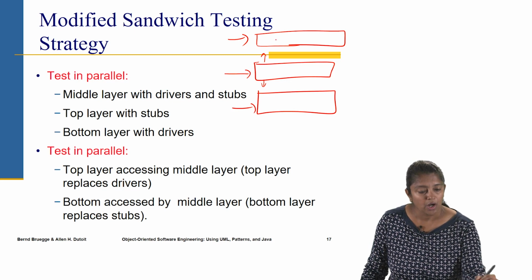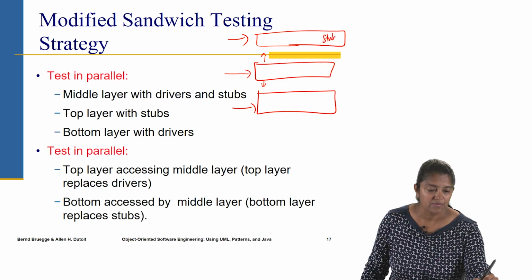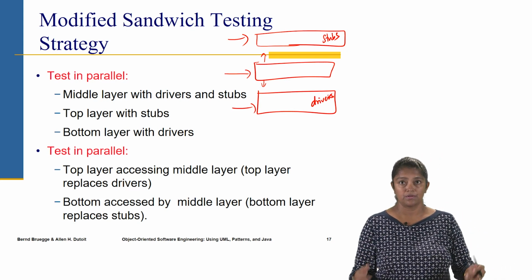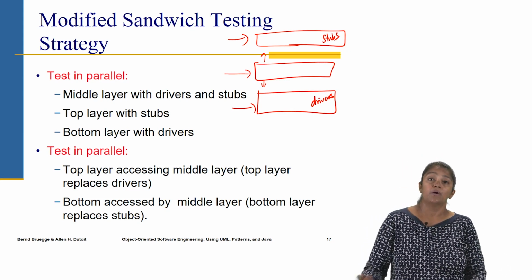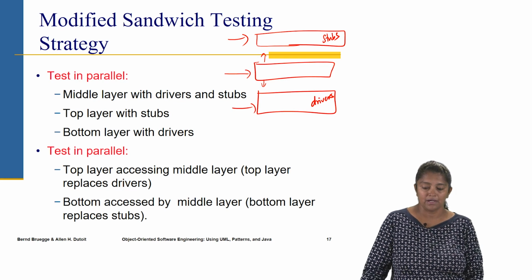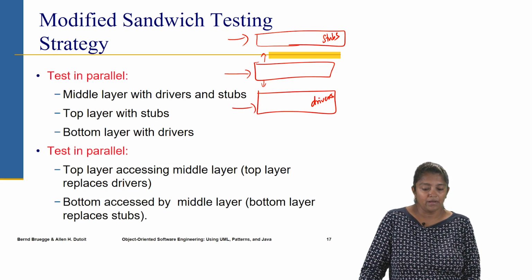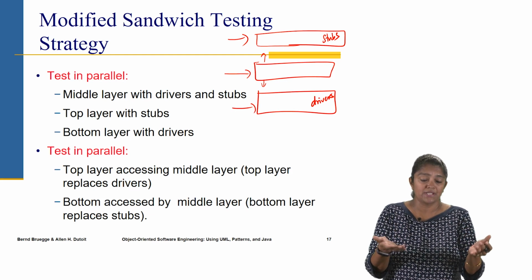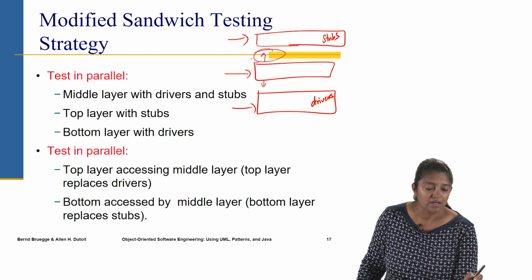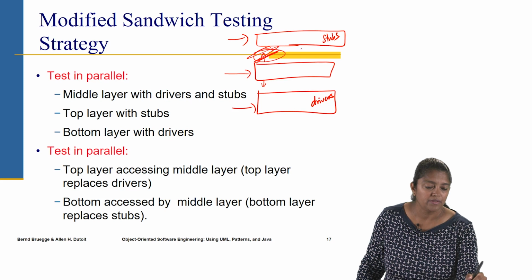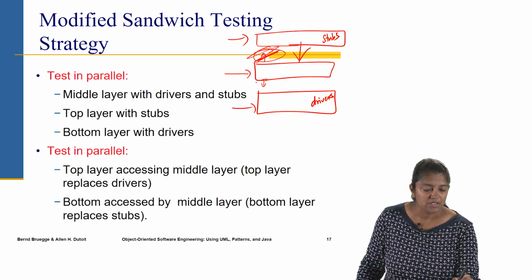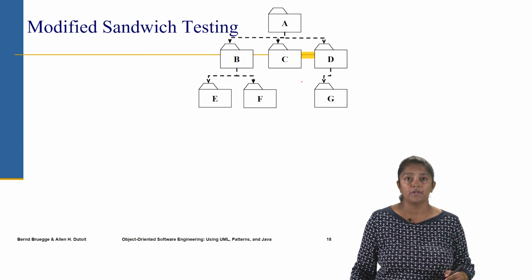And then the top layer is tested with stubs, and the bottom layer is tested with drivers, because those parts are missing. Now once this is done in parallel, then the top layer that's accessing the middle layer. So basically we replace these drivers with that topmost layer, and then we replace the stubs that this middle layer was using with this lower layer.